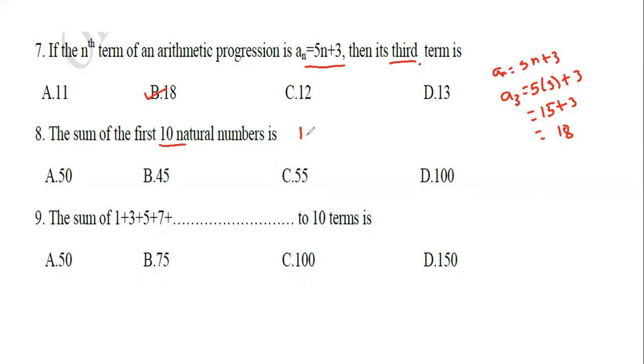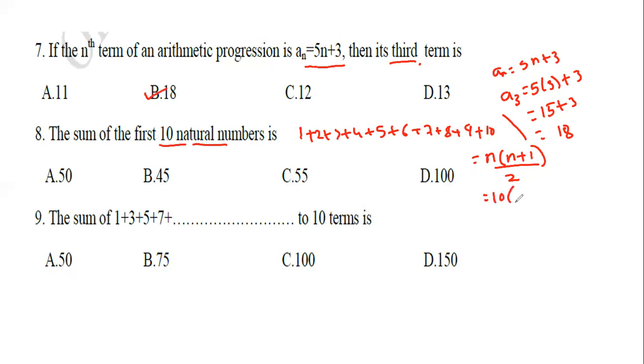Next, the sum of the first 10 natural numbers. This one is also important. So natural numbers means 1 plus 2 plus 3 plus 4 plus 5 plus 6 plus 7 plus 8 plus 9 plus 10. Is it right? Yes. You need to find the sum of this. So what is the formula for natural numbers? n into n plus 1 by 2. So in total how many numbers are there? 10 natural numbers. Here the n value is 10.